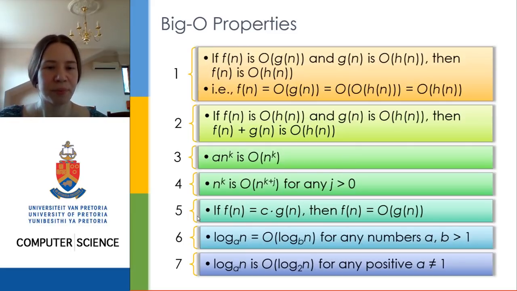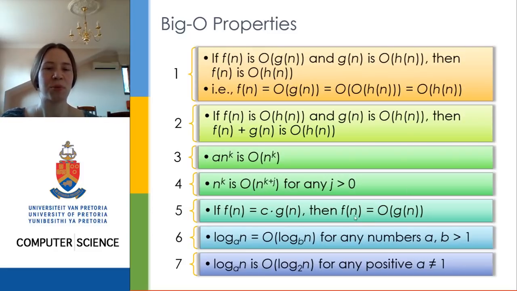All right, 5 is similar to 3. If I have f of n equal to c times g of n, then you essentially can neglect that constant c. We will say that f of n is bounded above by g of n. For the logs, we will say that any log of base a is bounded above by any log of base b for any two numbers a and b greater than 1. Essentially, we're saying all logs are kind of equally shallow. Base is not really important. We kind of treat the base as another constant in this case.